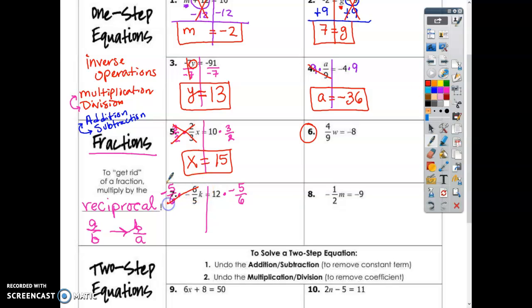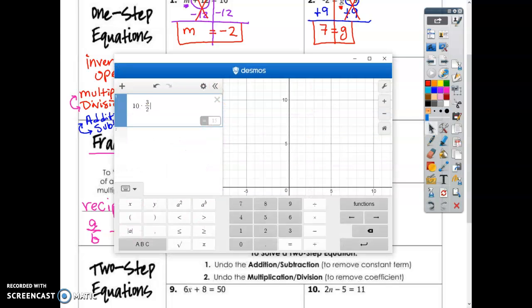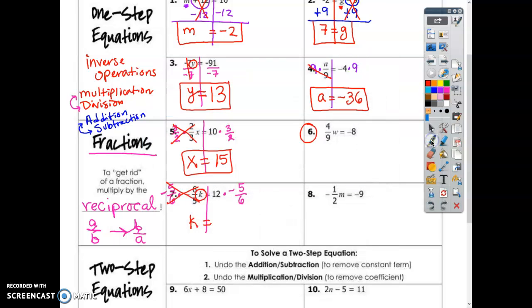So this is going to cancel. And it leaves you the k by itself. K equals. And then you put this in decimals and it will give you the answer. So 12 times negative 5 over 6. 12 times negative 5 divided by 6. Okay? Your answer is negative 10.